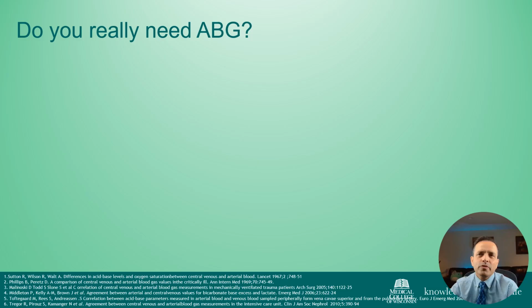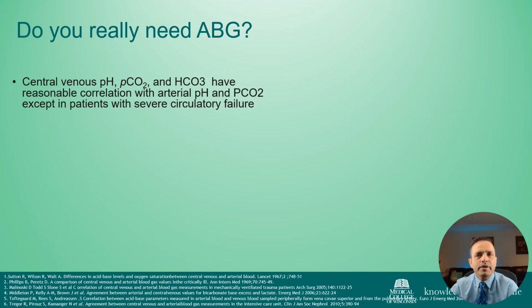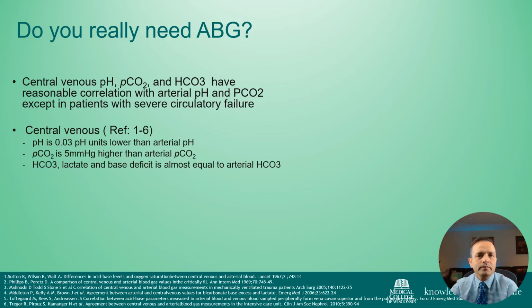So let's talk about, do you really need ABG? The answer is no. Central venous pH, PCO2 and bicarbonate have a reasonable correlation with arterial pH and PCO2, except in the patient with a severe circulatory failure. Central venous pH is 0.03 unit lower than arterial pH. PCO2 is 5 millimeter of mercury higher than arterial PCO2. Bicarbonate, lactate and base deficit are almost equal to arterial bicarbonate.